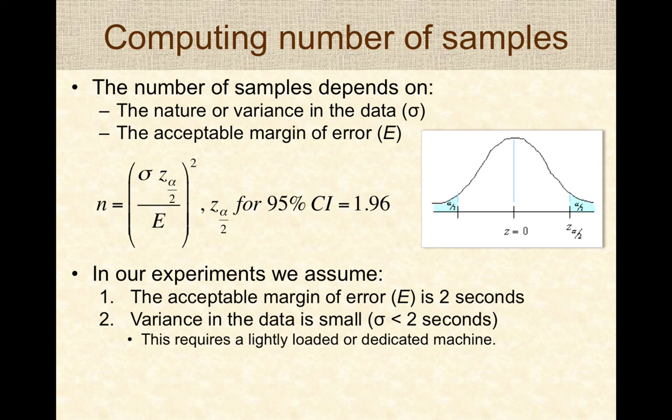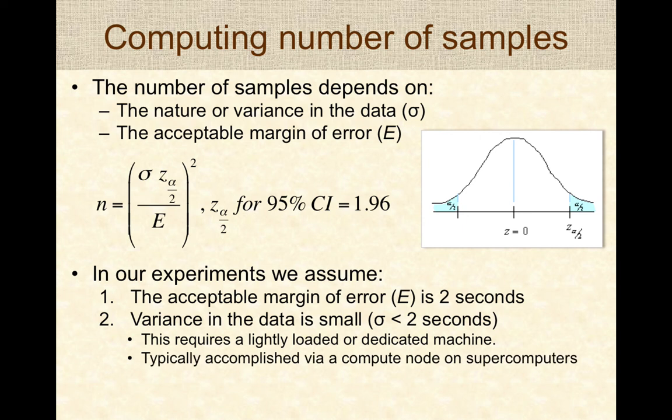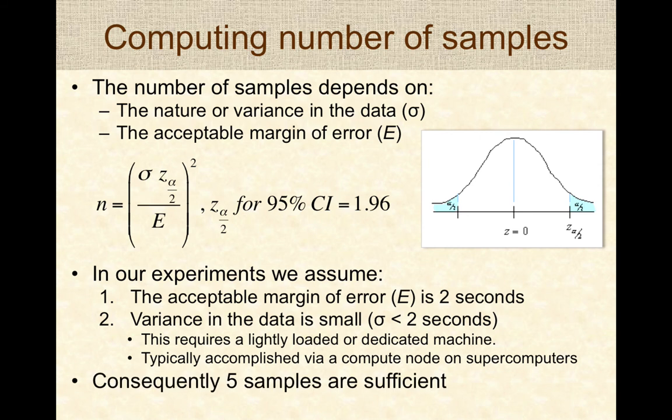That means in order to keep the variance low, we require a lightly loaded or dedicated machine, and this is typically accomplished by using compute nodes on supercomputing clusters. So when you plug in these values, error value E of 2 and a sigma of 2 seconds, into the formula, you'll find n to be about 4.8 something, which essentially means that about 5 samples are sufficient to perform this experiment.